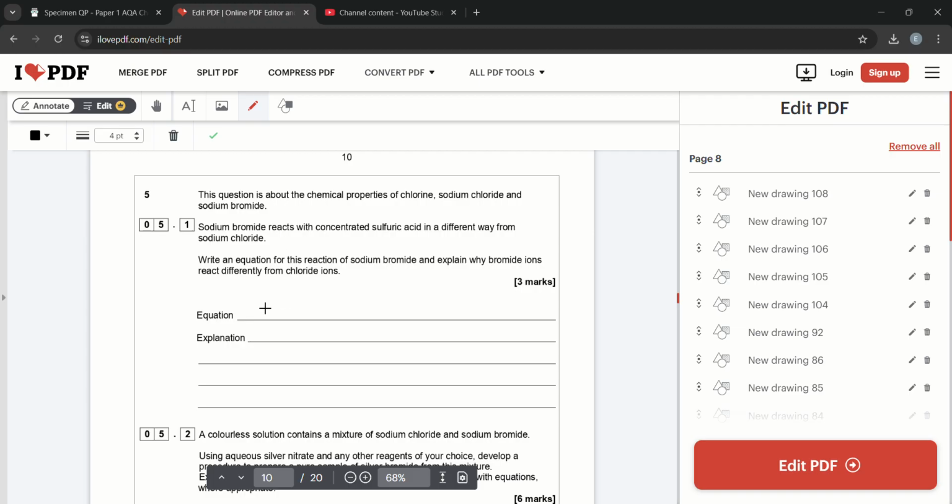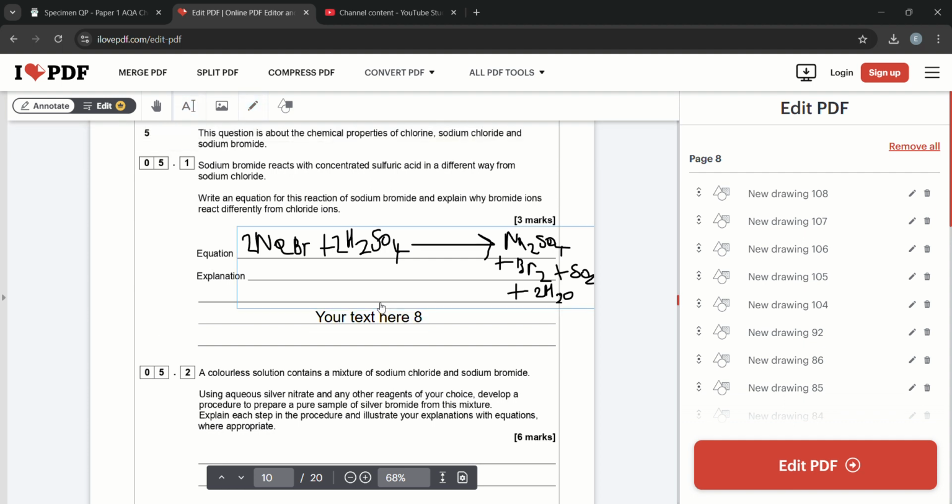So sodium bromide, NaBr, plus concentrated sulfuric acid, H2SO4, and we've got a 2 here, a 2 here, and then we form Na2SO4 plus Br2 plus SO2 plus 2 H2O. 2 NaBr plus 2 H2SO4 gives Na2SO4 plus Br2 plus SO2 plus 2 H2O.